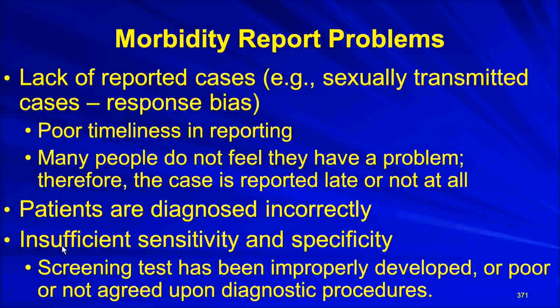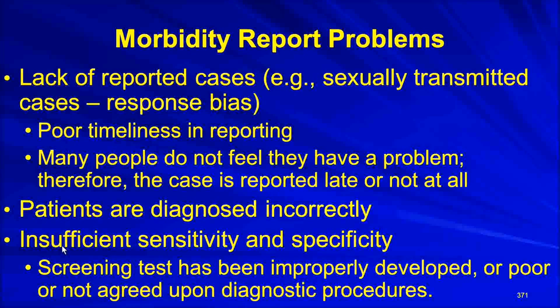Now, morbidity report problems. For example, lack of reported cases, like sexually transmitted cases, so we have a response bias. Now, I can tell you that in the hometown that I came from, the mayor's son had HIV, and this was early in the process. It was in the 80s, and what they did is they reported that as pneumonia. So he died of pneumonia. Well, he did actually. The primary cause was pneumonia, but the secondary cause was HIV. And so this is an example of response bias.